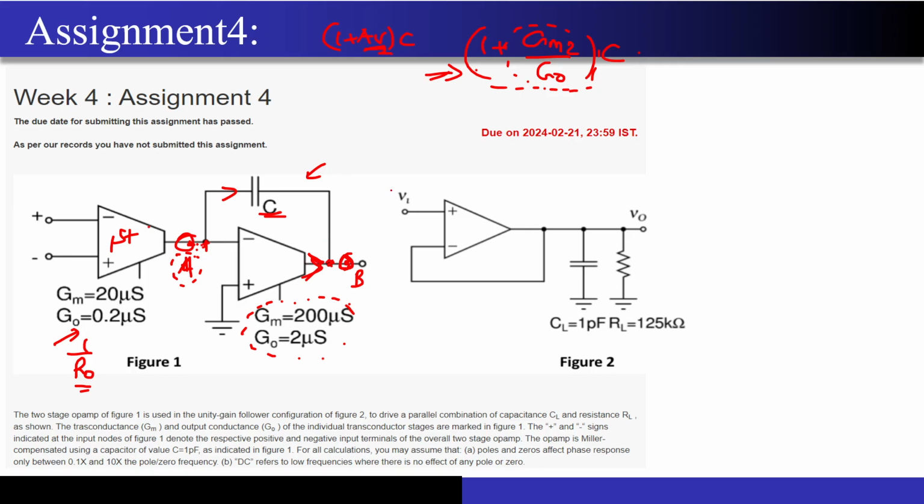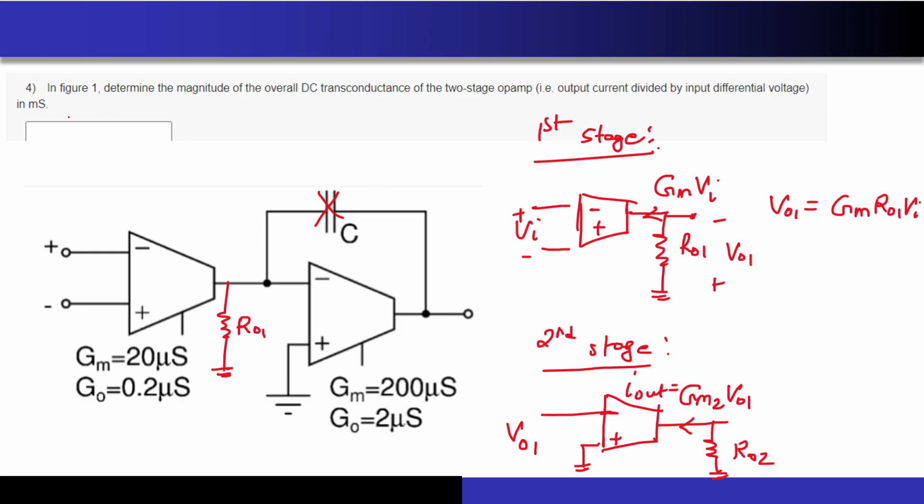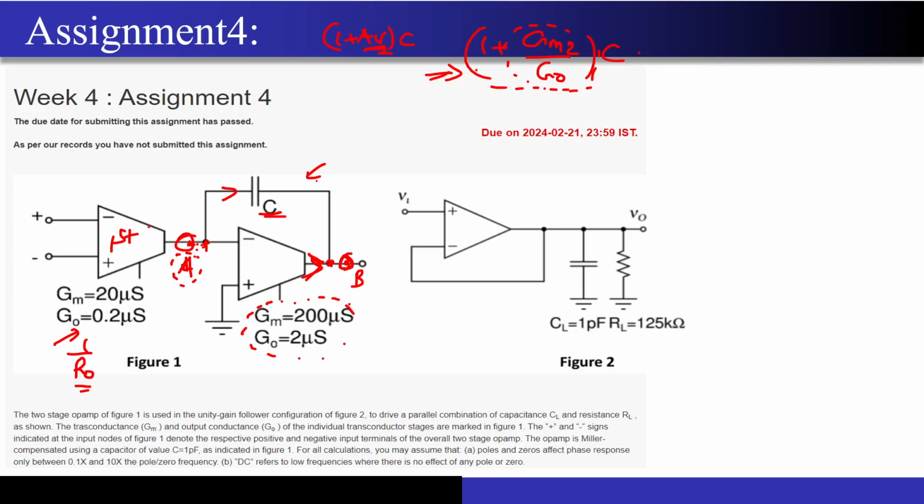So now let's see what questions these guys are asking. The first thing they are asking is to determine the magnitude of the overall DC transconductance of the two-stage op-amp. Correct? So the overall transconductance means the Gm of the circuit. We have seen this 100 times. So the Gm of the circuit is nothing but Iout divided by Vi. Correct? So now we have to see what is the current. They are just asking about the two-stage op-amp. Two-stage op-amp means only this particular structure in figure 1, not anything in figure 2. We are just talking about this particular circuit.